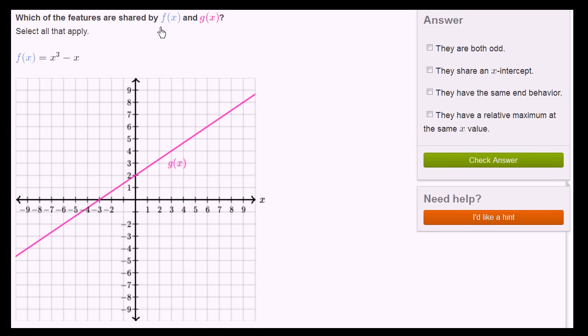Which of the features are shared by f of x and g of x? Select all that apply. So they give us f of x as being defined as x to the third minus x, and they define g of x essentially with this graph. So what are our options?